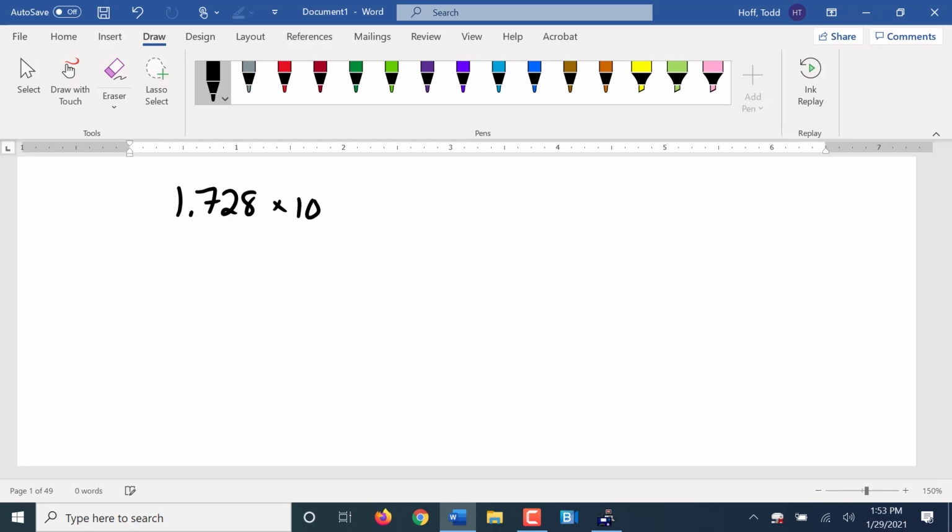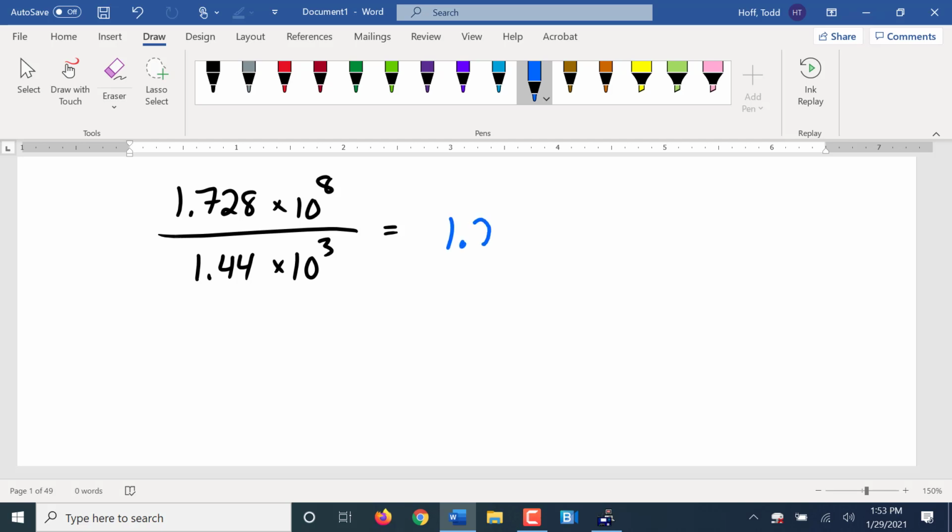1.728 times 10 to the 8th divided by 1.44 times 10 to the 3rd. Again, we don't need the same name. We combine the counts. 1.728 divided by 1.44 is 1.2 times 10 to the 5th. When we divide, we subtract the powers. 8 minus 3 is 5.